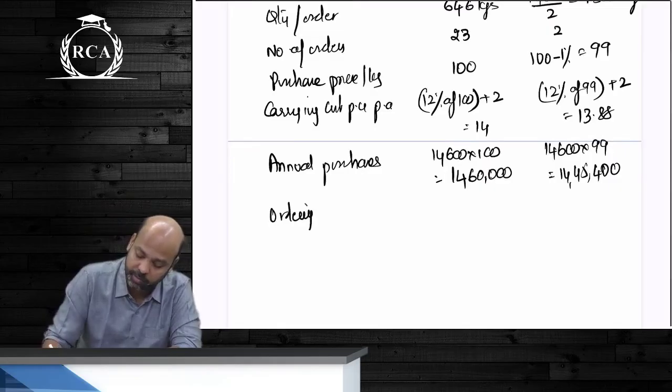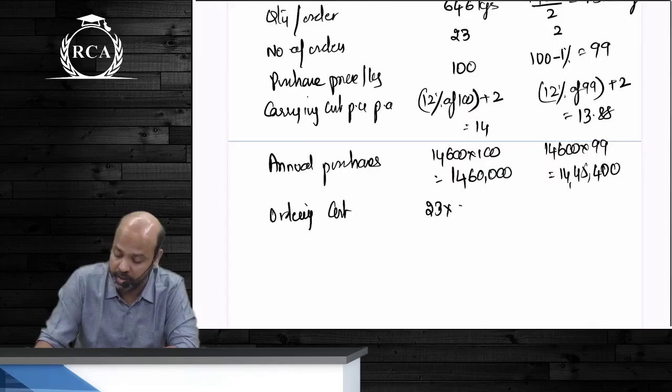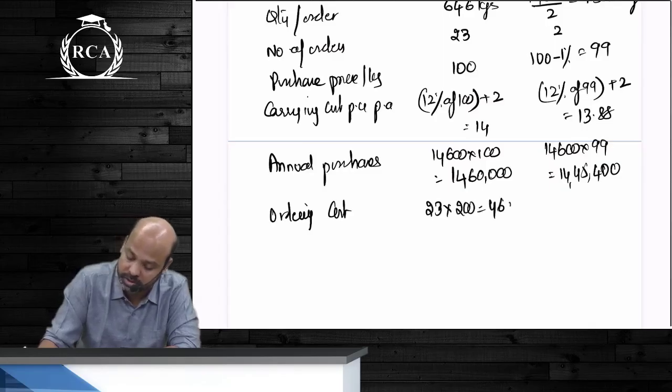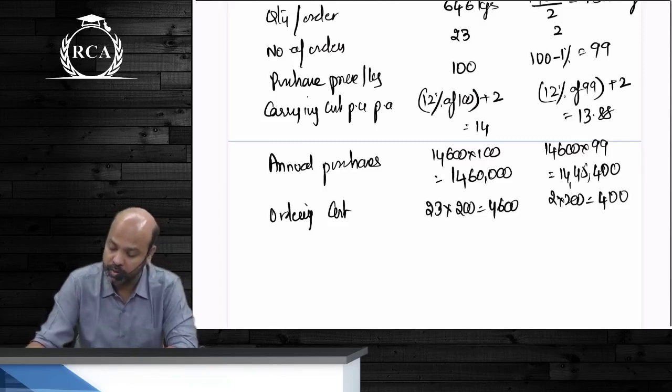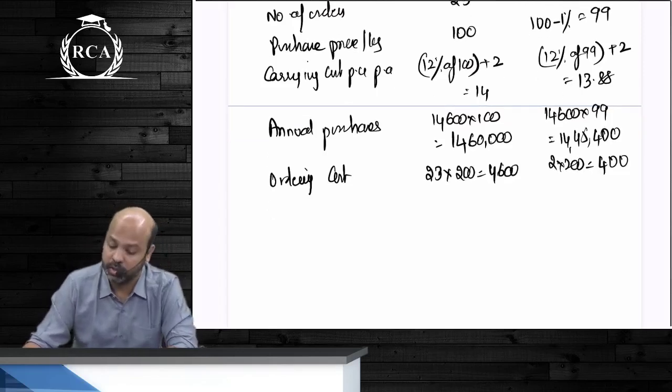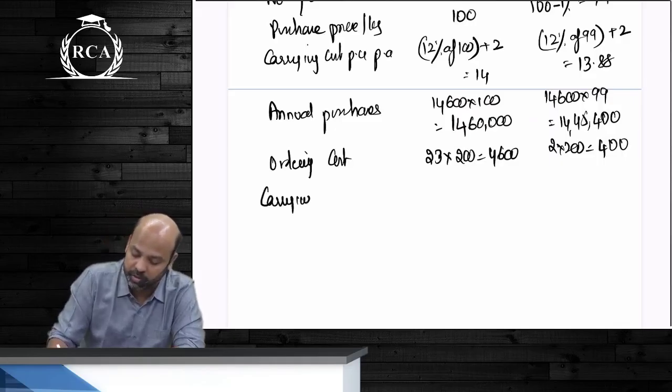Ordering cost. Cost per order कितना है, beta? 200. 23 into 200, 4,600. 2 into 200, 400. This will be ordering cost. After ordering cost, beta, comes carrying cost, which is on average inventory.